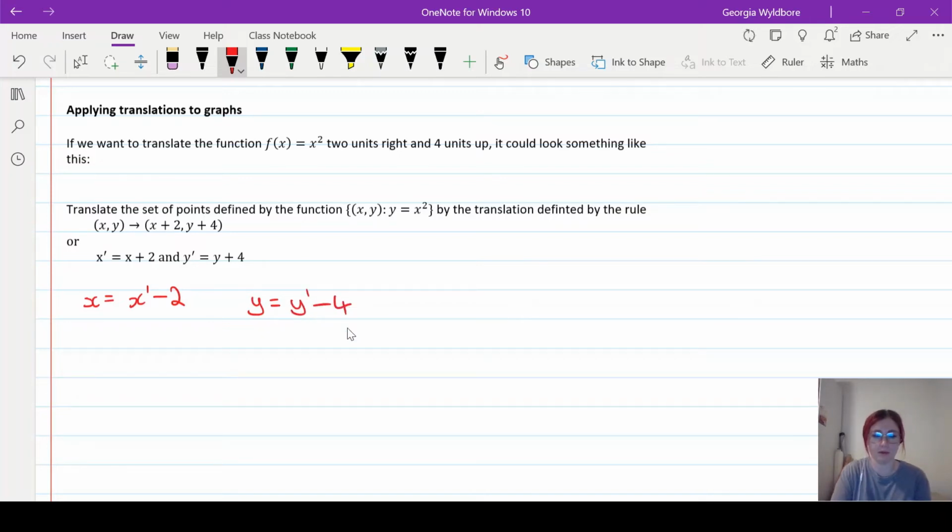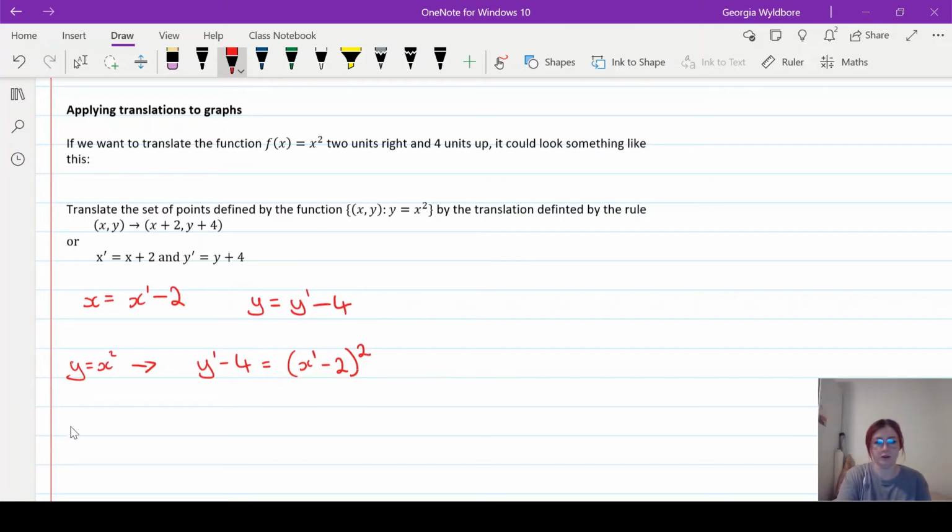Now, if we think of our original equation here, y equals x squared, what we're doing effectively is now substituting in these values of x and y to talk about where that translation is. So the equation y equals x squared maps to y dash minus 4 equals (x dash minus 2) squared.